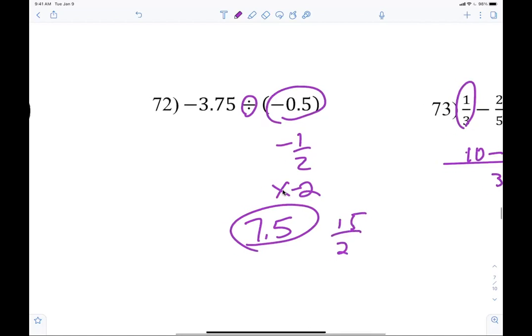Because you should be able to look at 3.75 and say that's 3 3/4, which makes that 15/4 times 2/1, reduced to 15/2. I just don't like doing the division. All right. I'm not saying you can't do the division. I'm just saying I don't.